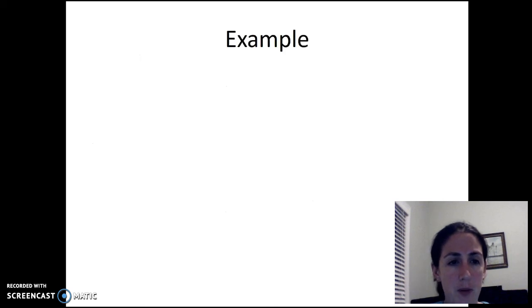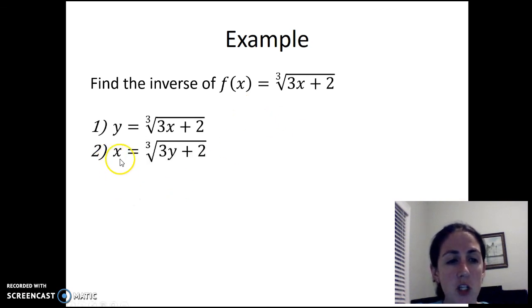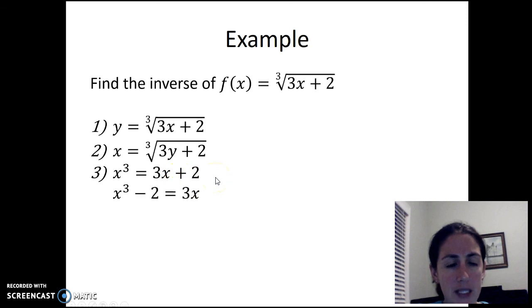Let's do another example. Let's find the inverse of the cube root of 3x plus 2. Well, instead of calling it f of x, again, we're going to call it y. Switching the domain and the range, we'll just switch x and y, and now we solve for y. The first thing we need to do is get rid of the cube root by cubing both sides. Once we do that, we have to subtract 2 from both sides.